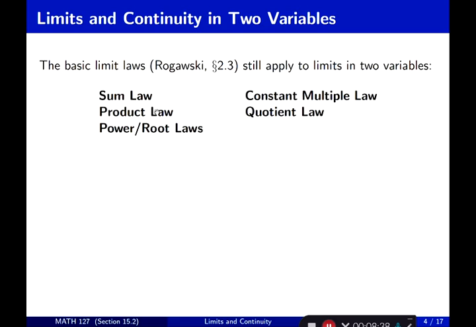Now, if the same laws are satisfied: the sum law, the product law, the power or root laws, the constant multiple laws, and the quotient laws. Again, if the limits of two different functions exist at some point, the sum of the two functions has a limit at that point. If the limits of two functions exist at a point, the product of the two functions has a limit at that point, and so on and so forth.